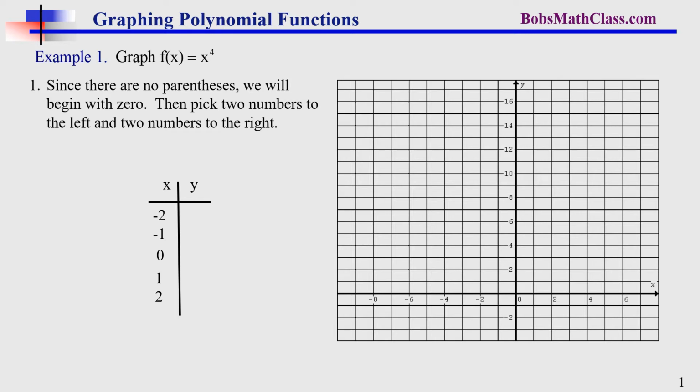You could pause the video always and work it out. When you plug in -2, -2 to the fourth power would be +16 because there's 4 negatives. Also, you should know how to use your calculator. Your calculator will make a table for you. Most calculators, I should say.